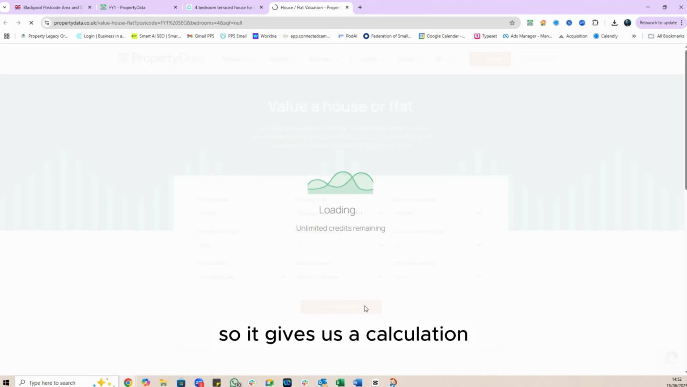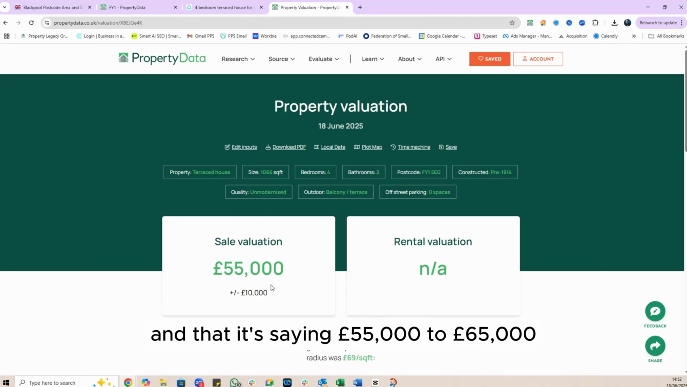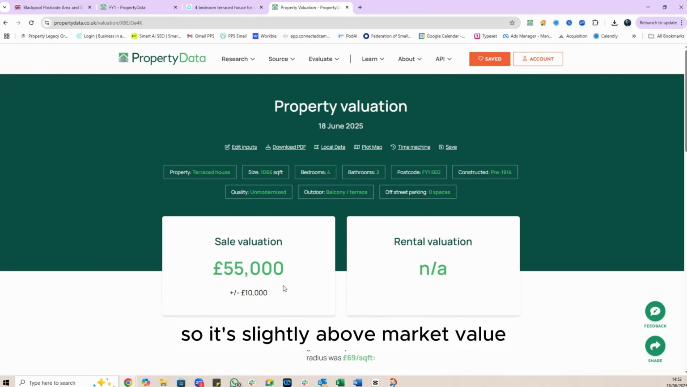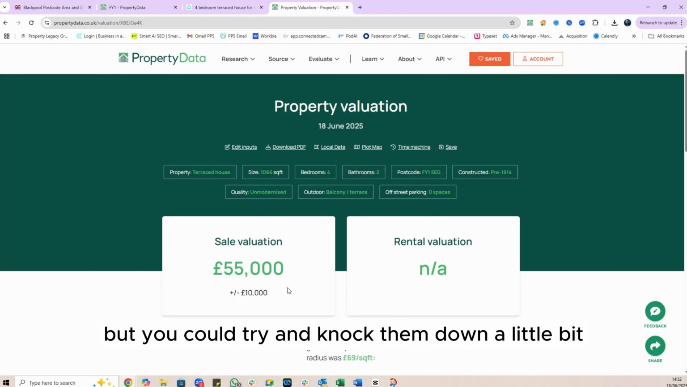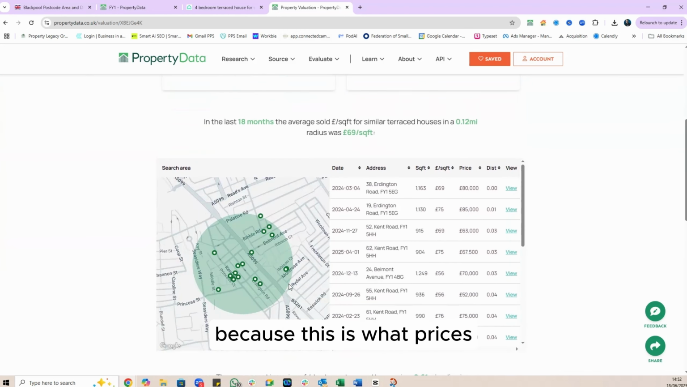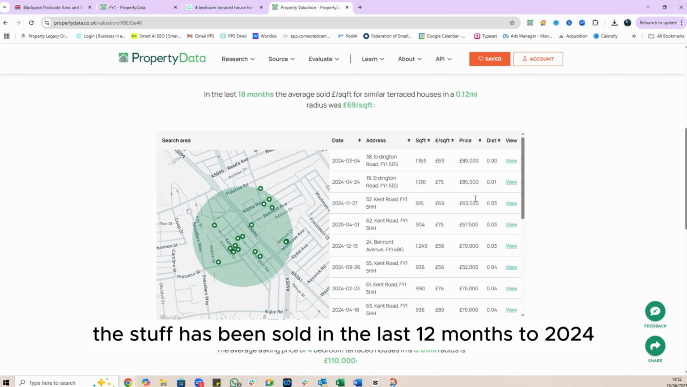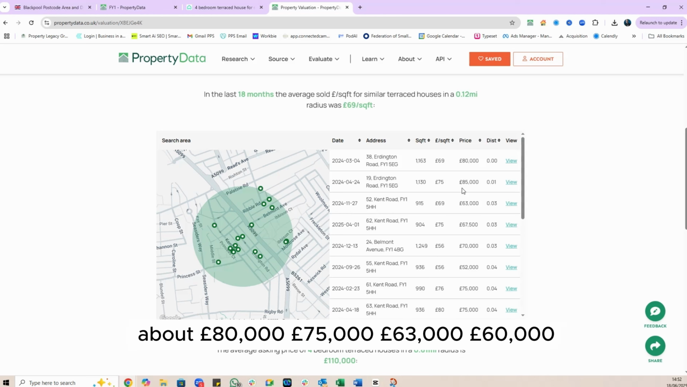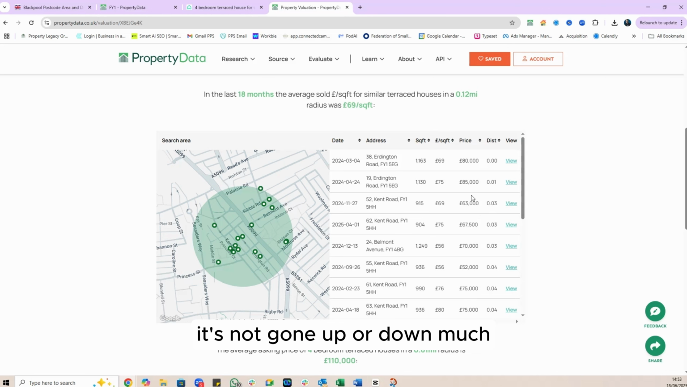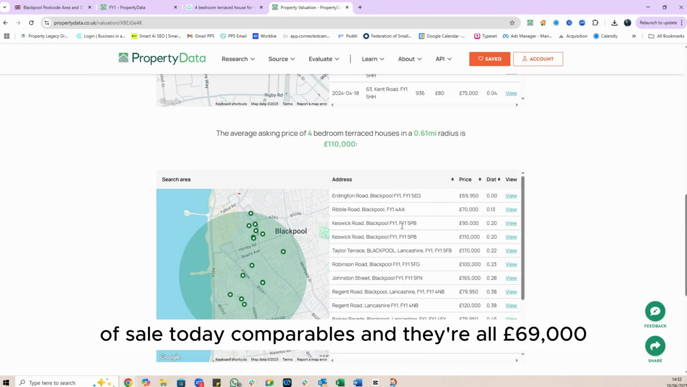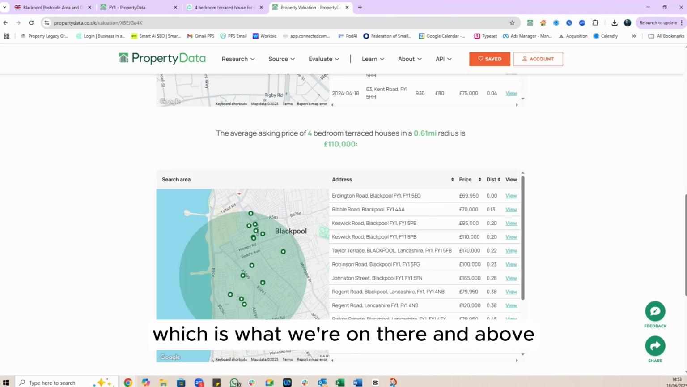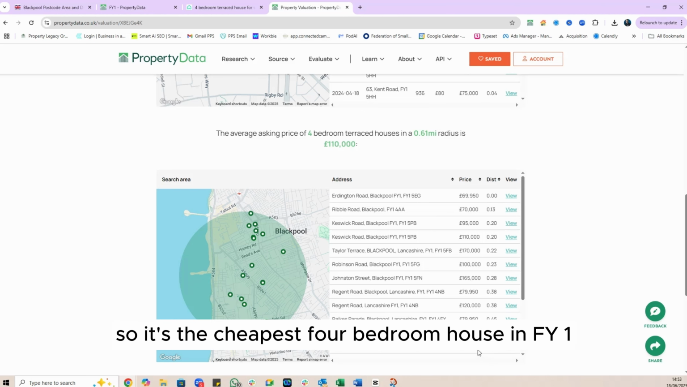So it gives us a calculation, and it's saying 55 to 65,000. So it's slightly above market value, but you could try and knock them down a little bit. It's something to look at because this is what prices of stuff has been sold for in the last 12 months to 2024. About 80,000, 75, 63, 60. Yeah, so it's roughly about the same. It's not gone up or down much. That's not too bad. The average in the area is 110. Up for sale today, comparables, they're all 69, which is what we're on there, and above. Everything else is above. So it's the cheapest 4-bedroom house in FY1.